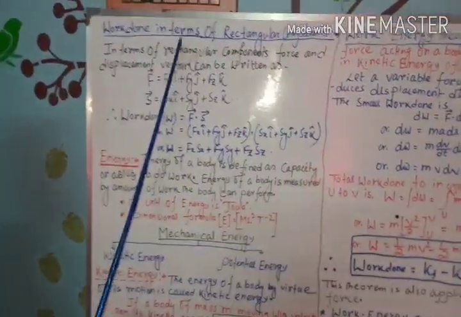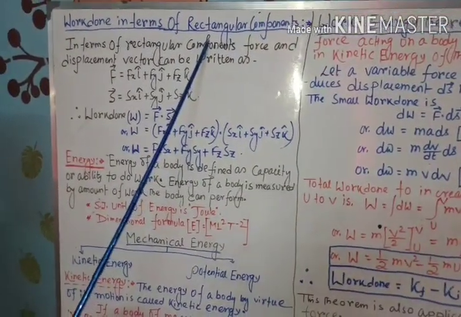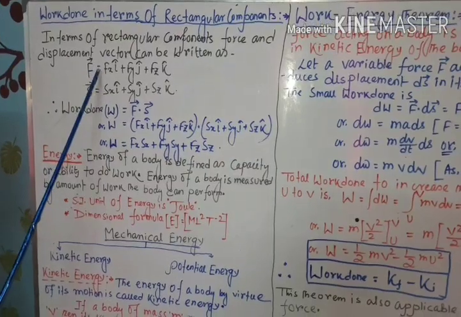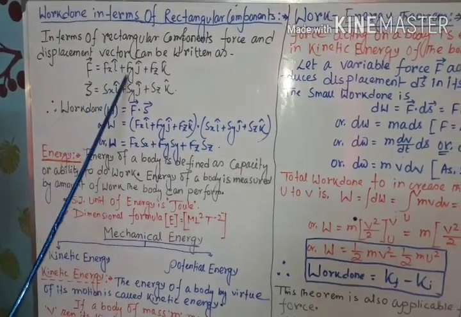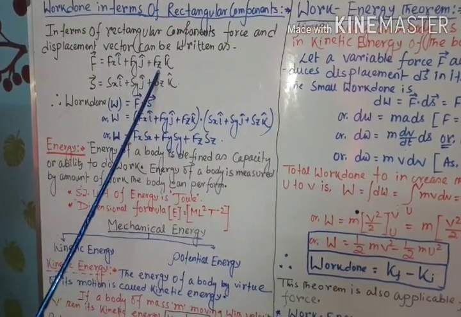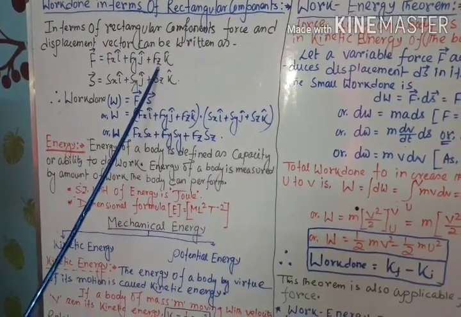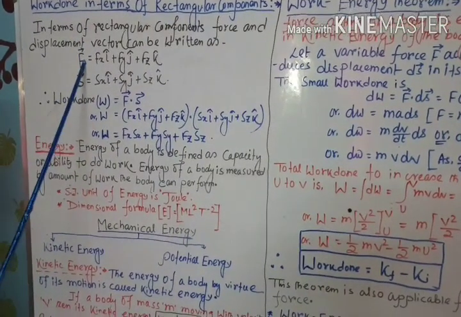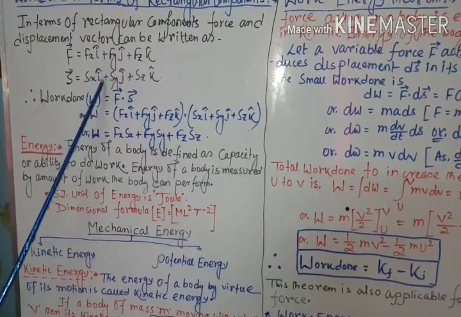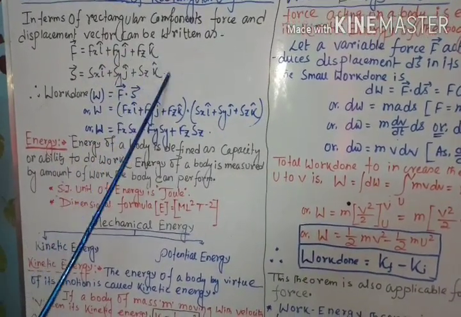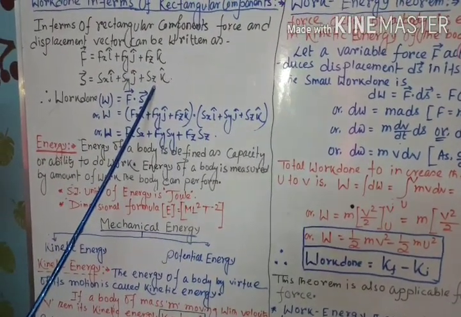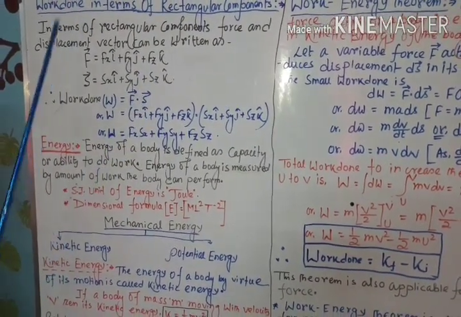In terms of rectangular components, the force vector and the displacement vector can be written as force vector F equals Fx i cap plus Fy j cap plus Fz k cap, where Fx, Fy, Fz are the three mutually perpendicular components of the force F, and the displacement vector s equals Sx i cap plus Sy j cap plus Sz k cap, where Sx, Sy, Sz are the three mutually perpendicular components of the displacement s.